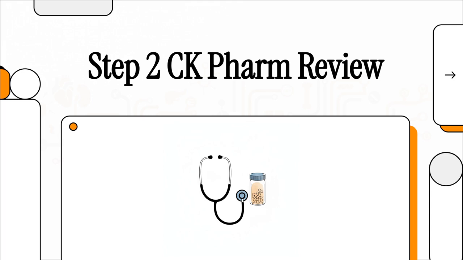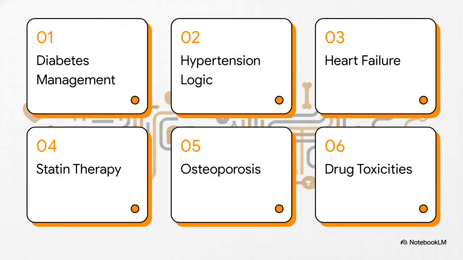This is especially huge for older adults and patients with chronic kidney disease, where reducing polypharmacy and double-checking renal dosing isn't just a good idea, it's absolutely mandatory. Here is our roadmap for today. We're going to cover diabetes medication management, hypertension comorbidity logic, heart failure and diuretics, statin therapy and myopathy, osteoporosis and bone protection, and finally, high-yield drug toxicities.